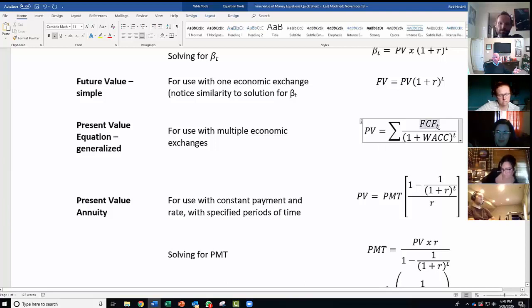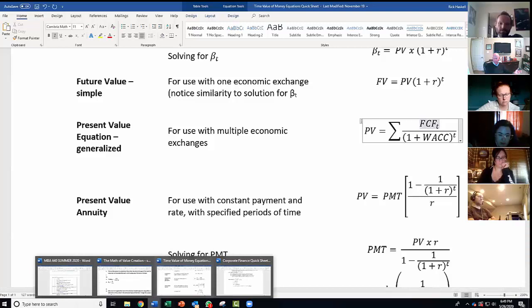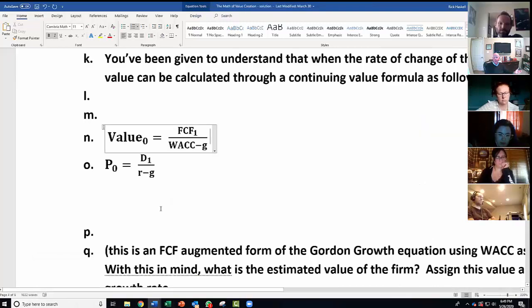But there happens to be an algebraic simplification, and in this case, if this was an infinite series of cash flows, and if the cash flows were growing at a constant rate for that infinite amount of time, then we could capture the value in the Gordon growth model. And it's accurate out to like the 20th decimal place. And that's good enough for me.